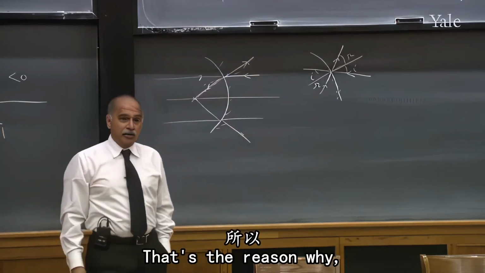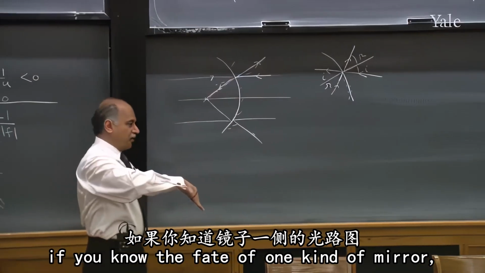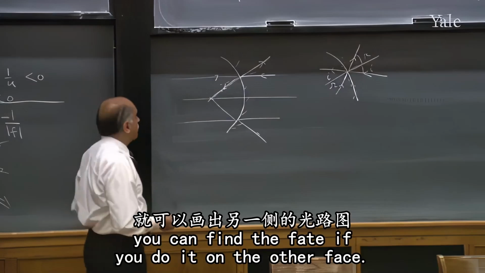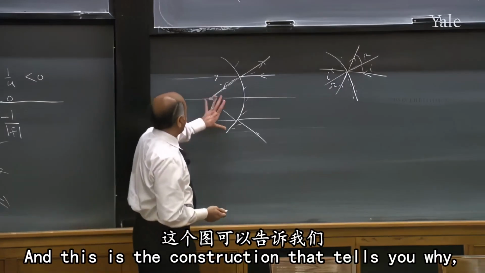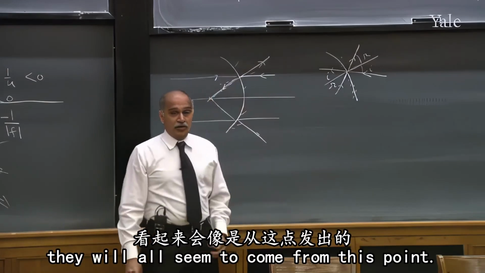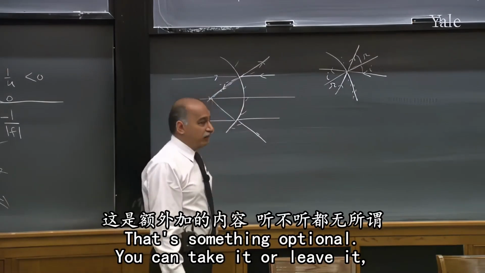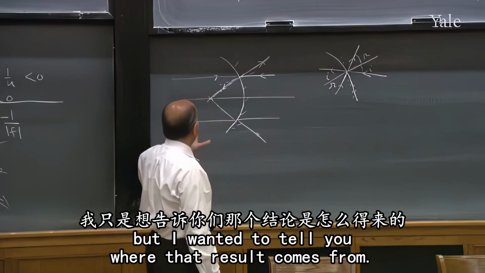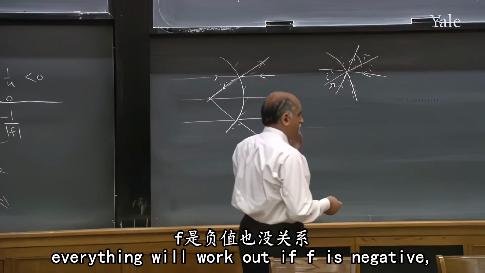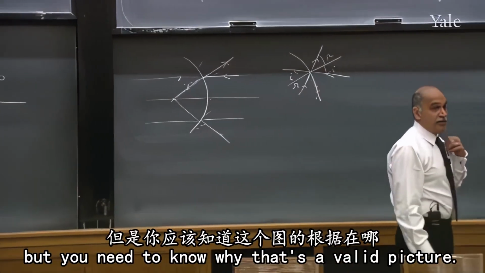That's the reason why, if you know the fate of one kind of mirror, you can find the fate if you do it on the other face. And this is the construction that tells you why, if you shine light from the right, they will all seem to come from this point. So that's something optional. You can take it or leave it, but I wanted to tell you where that result comes from. If you just do the algebra, everything will work out if F is negative, but you need to know why that's a valid picture.